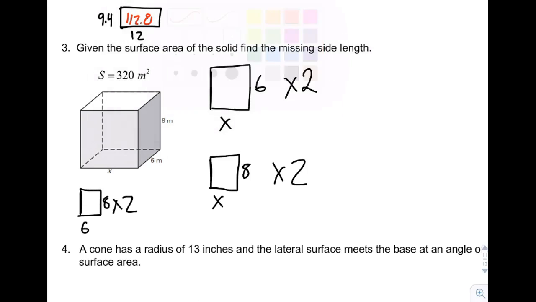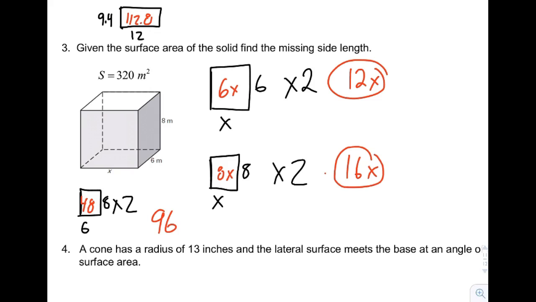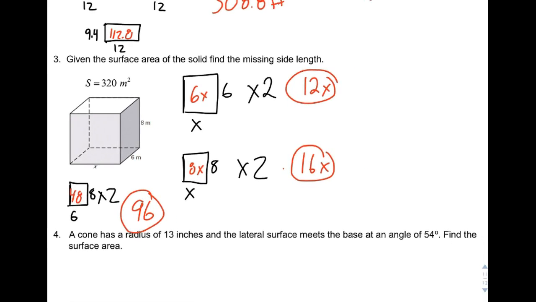So the area of one rectangle is 6x, the next is 8x down here, and 6 times 8, we can actually figure out that this one is 48. Now we need to double each of these, so 6 times 2 is 12x, 8 times 2 is 16x, and 48 times 2 is 96. Now I'm going to let you do the rest, but if we take this and this, and we set that equal to what we were told our surface area is, 320, we can solve for x. Combine like terms and solve.